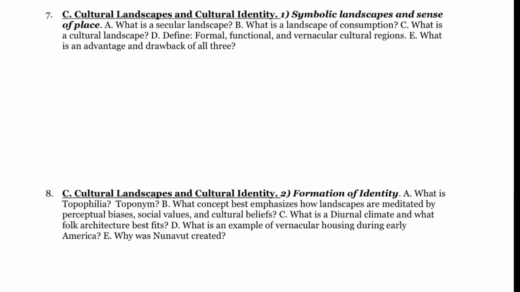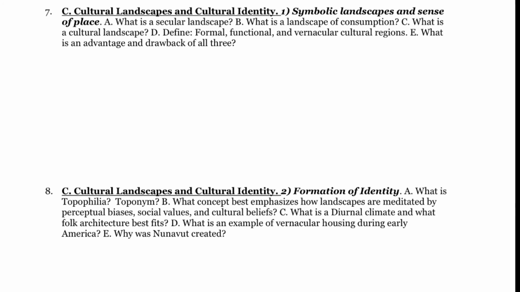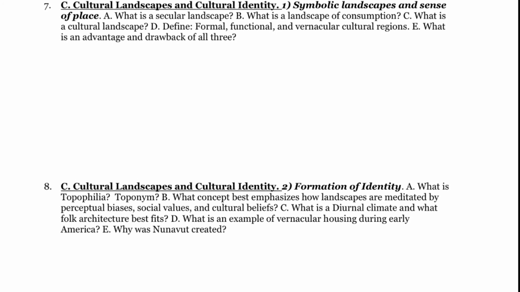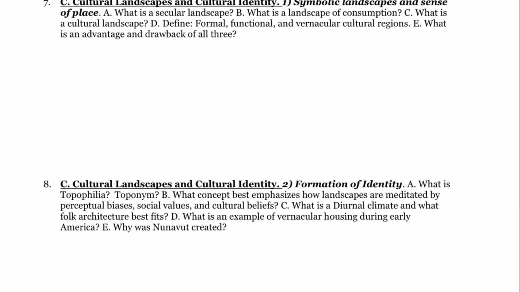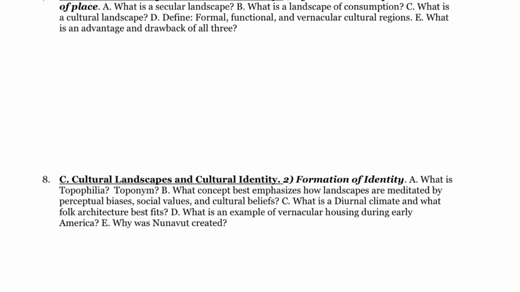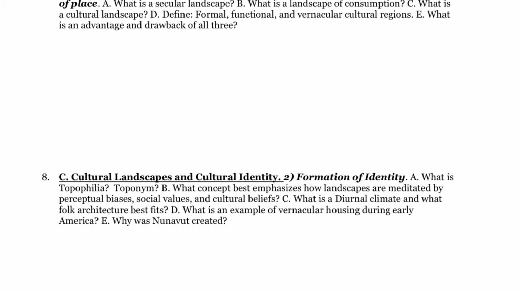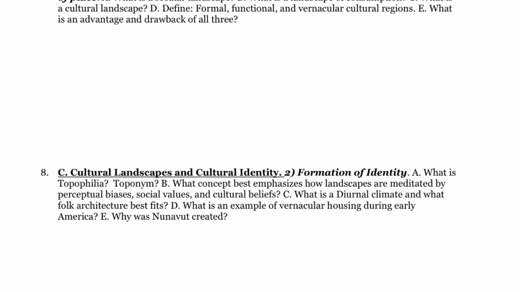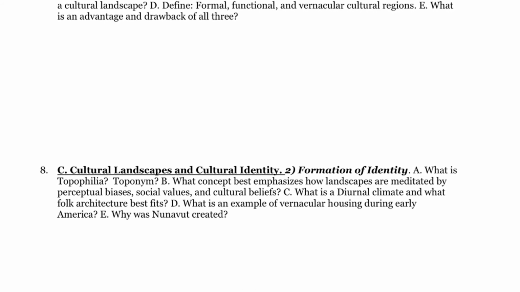And then last but not least, number 8. Still on letter C, we're looking at the formation and identity of place. What is topophilia and what is a toponym? Topophilia is the love of a place. It's the certain belief about a place that you love it. And a toponym is the name given to a place.